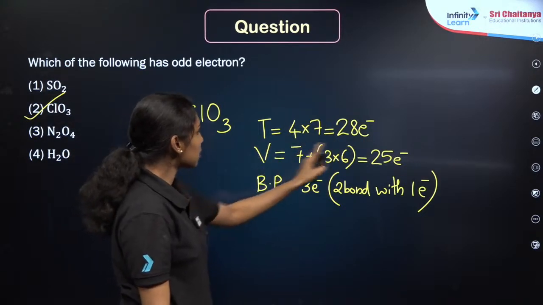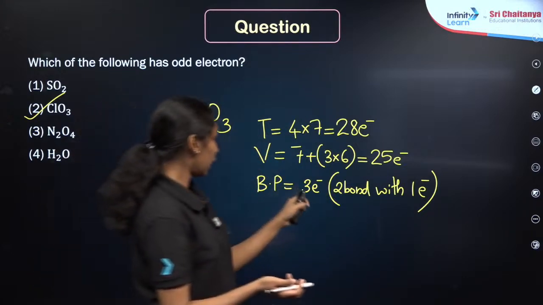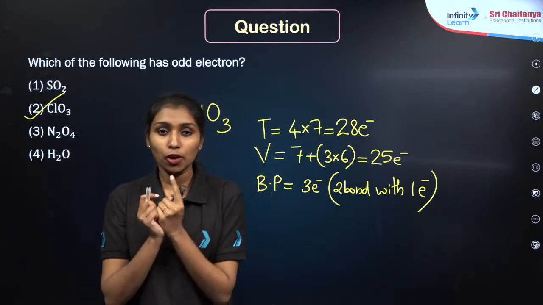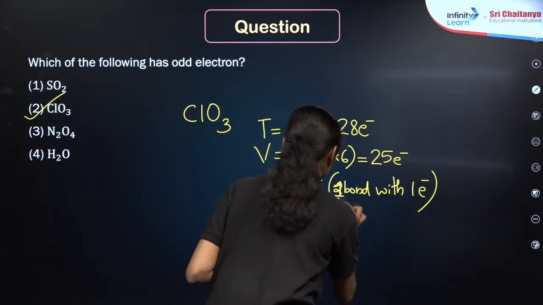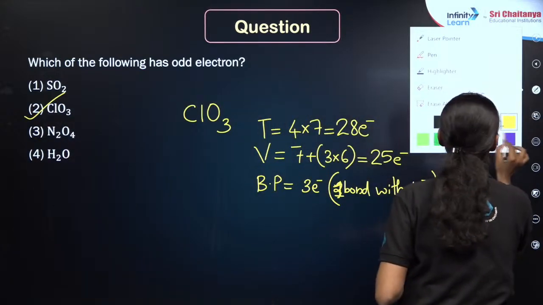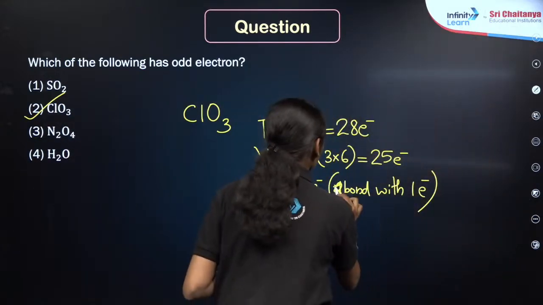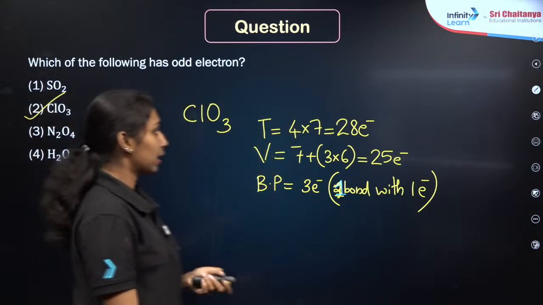Then for valence electrons, it is 25. Taking the difference between these two, you will get the bond pair of electrons, which means 3 electrons. Only 2 electrons will form one bond. So I can say that there will be one bond between the atoms possessing one odd electron. One bond with one electron. So option 2, ClO3, will be the correct answer here. Clear?